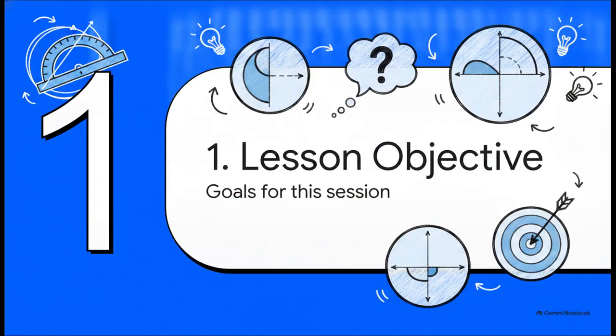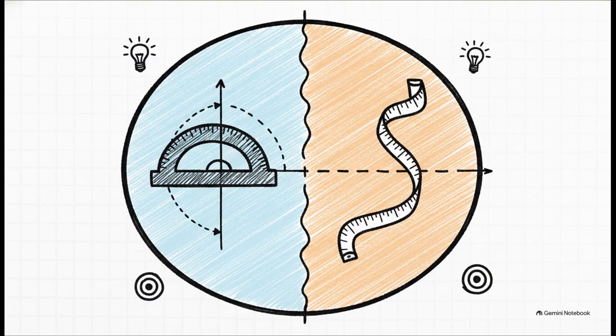Section 1, Lesson Objective. Let's establish exactly what we're going to master in this session. By the end of this explainer, you'll be able to speak the geometric language of circles fluently. Plus, you'll understand the absolutely crucial difference between an arc's measure and its physical length. That last point, that's a spot where a lot of students stumble. But don't worry, we're going to give you a bulletproof framework to ensure you get it right every single time.